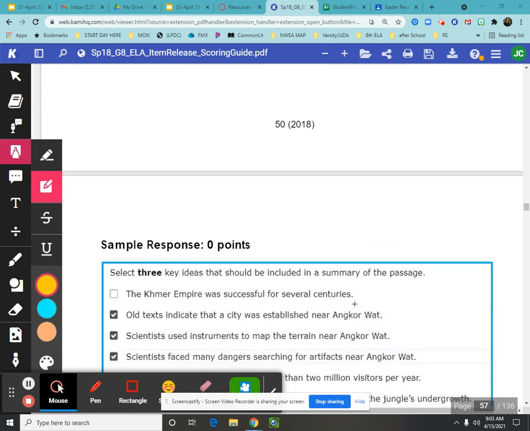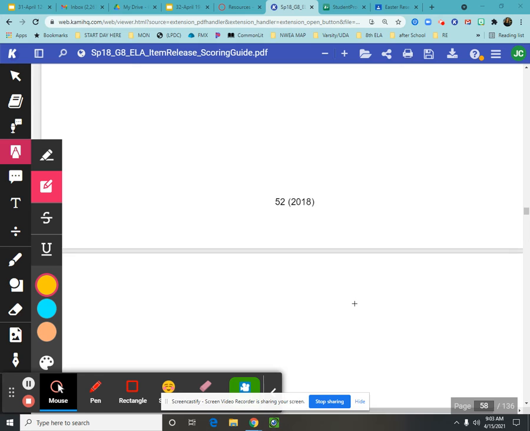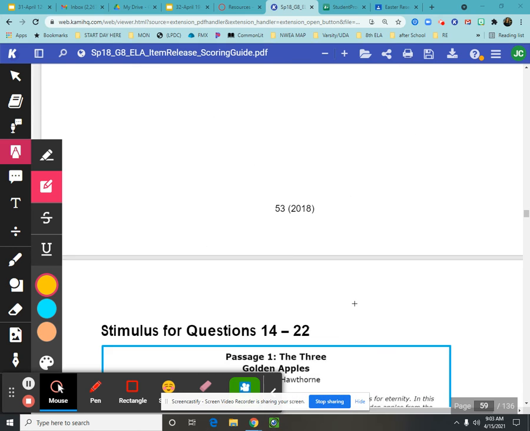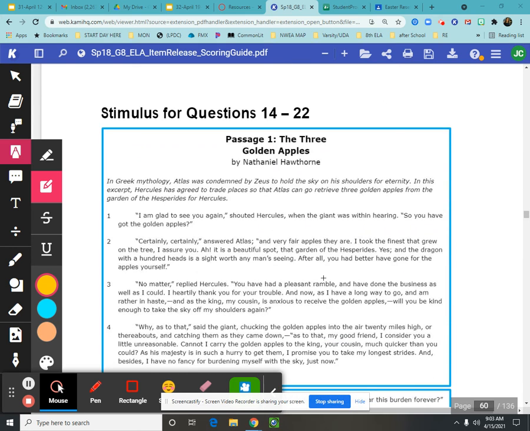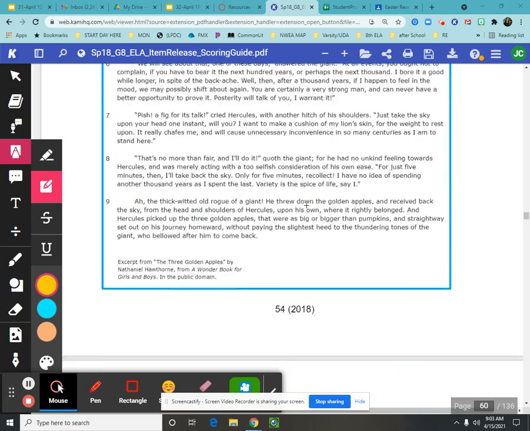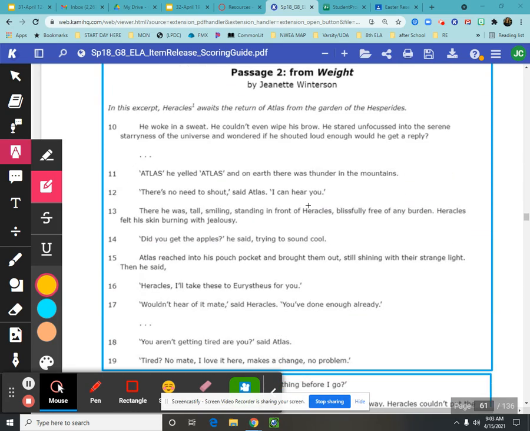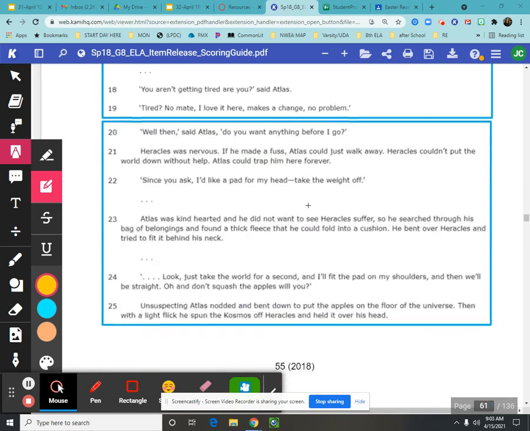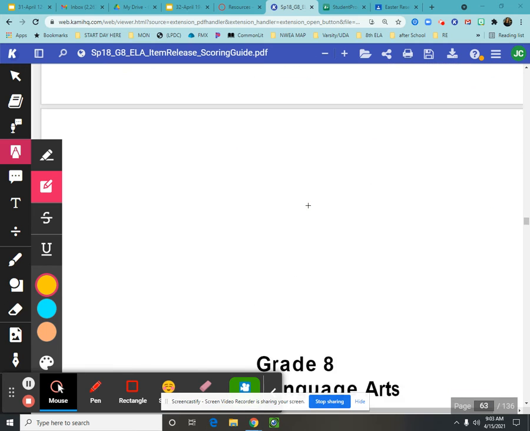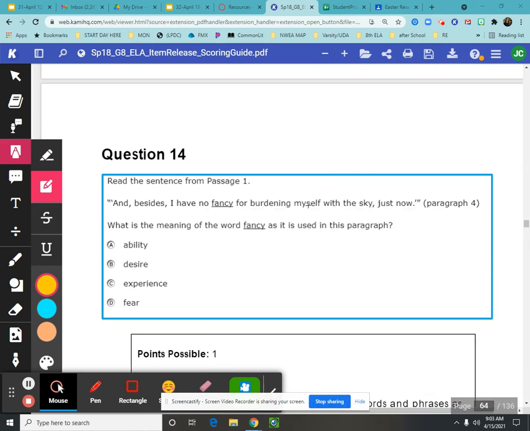These are all the sample responses to 13. So we're moving on to questions 14 through 22. Now the 3 golden apples and from weight were the ones that you already evaluated the essay from. So you had already read these passages when we got to it. So question 14.